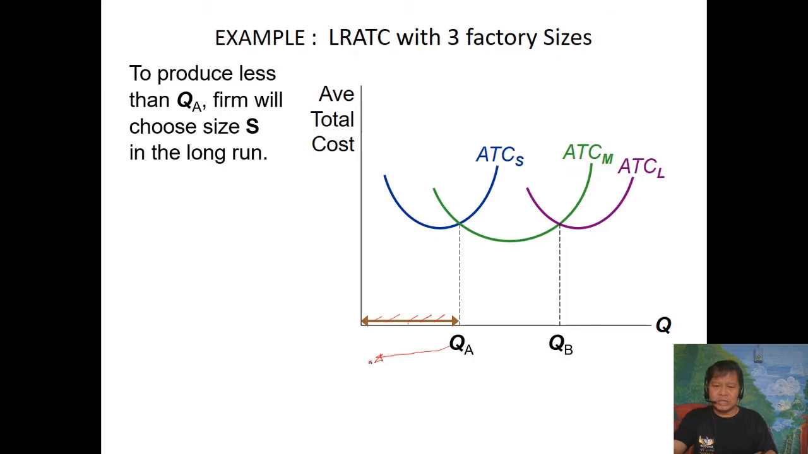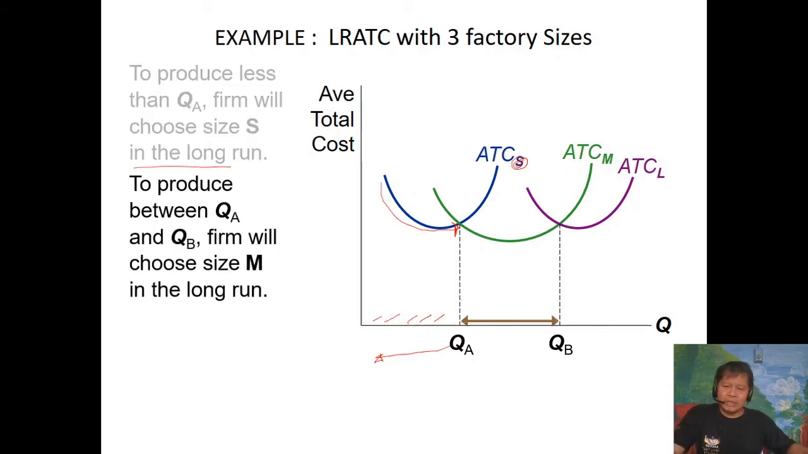Okay? To produce less than QA, the firm will choose a size of small in the long run. So this portion, up to this portion, okay? So if the production is less than QA, the firm will choose the size of a small company in the short run. Okay?